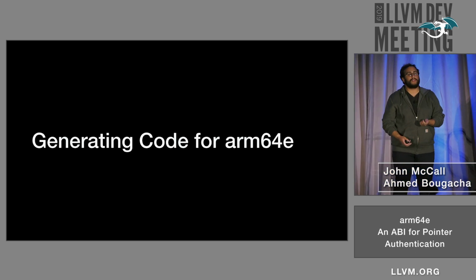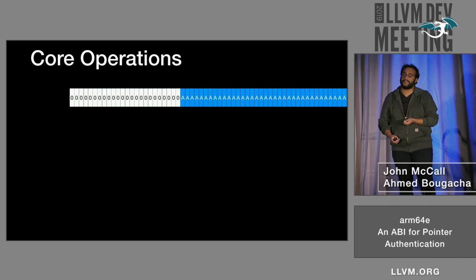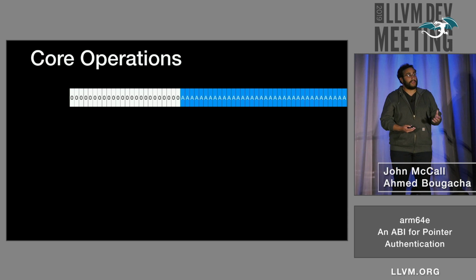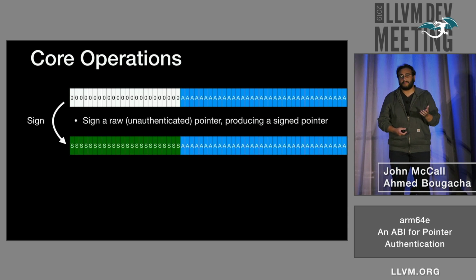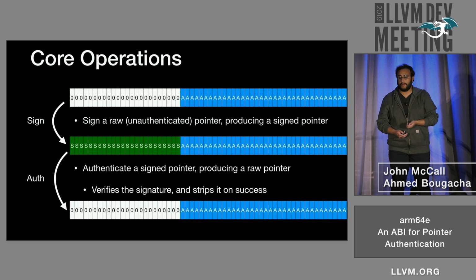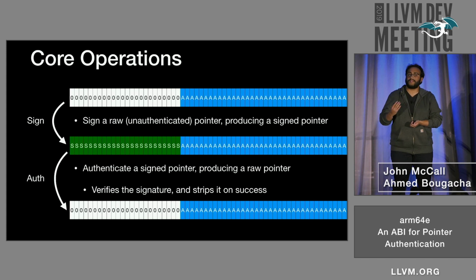Let's talk about what it entails to actually generate code for ARM64e. When you're trying to generate code for ARM64e, you're really trying to generate two operations. So sign, as John explained, computes the hash of the pointer, and from a raw pointer, it produces a signed pointer. And authenticate does the opposite. It strips the signature bits out of the pointer, verifies that they're valid, and produces a raw pointer.